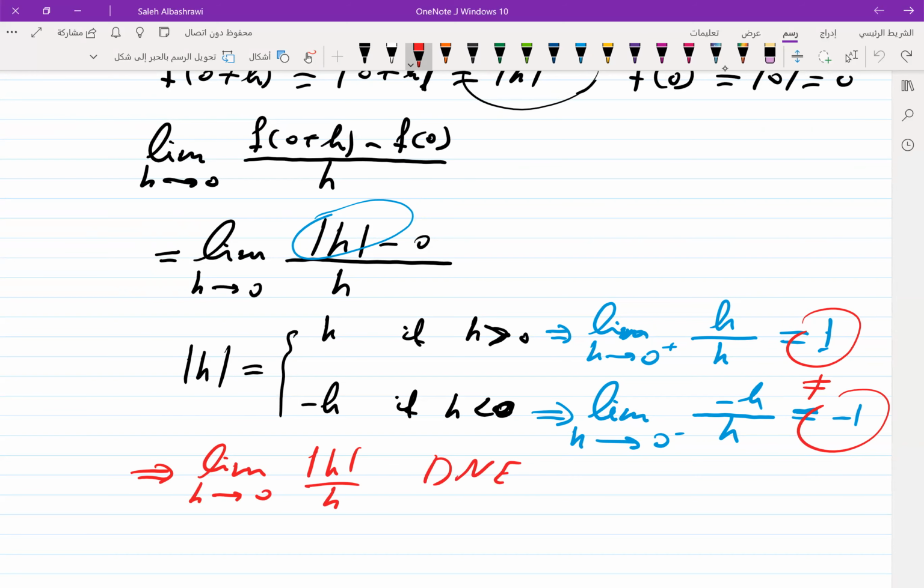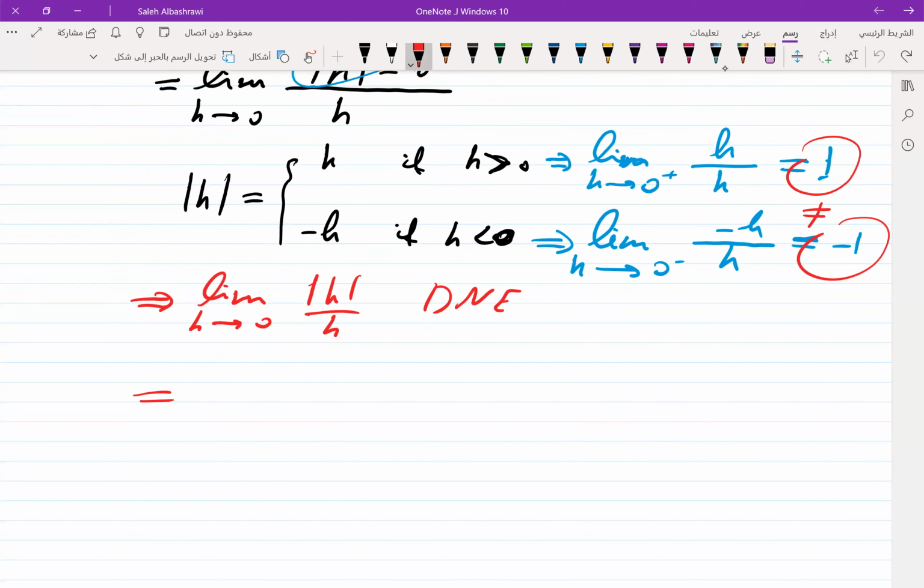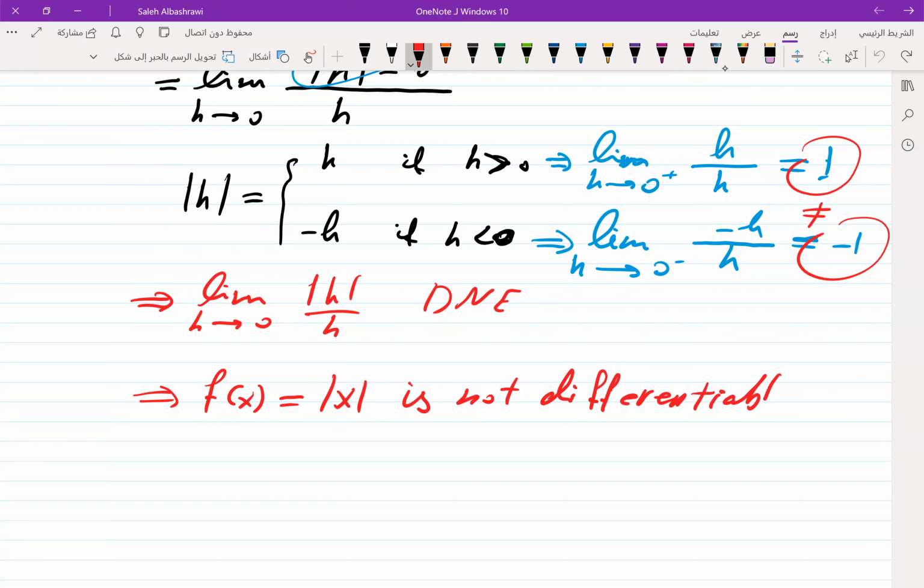Now, if the limit does not exist at x equal to 0, this will give me that the function f of x equal to absolute value of x is not differentiable at x equal to 0. So the function is not differentiable at x equal to 0. But if we change the value of x, if we set x equal to 1 or x equal to minus 1 or x equal to 10, it will be differentiable. But at that specific point, x equal to 0, the function is not differentiable.